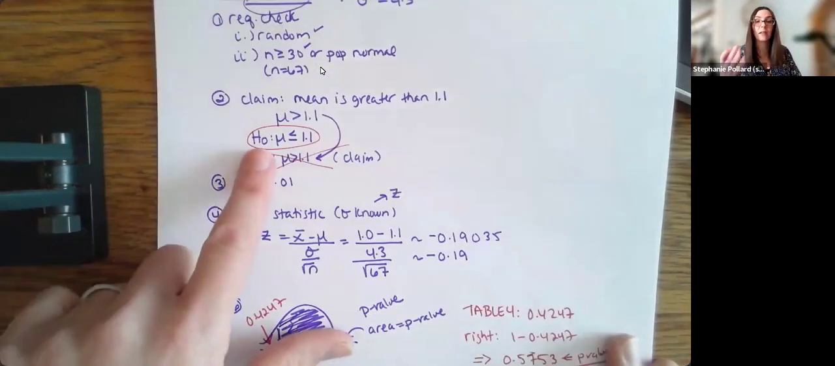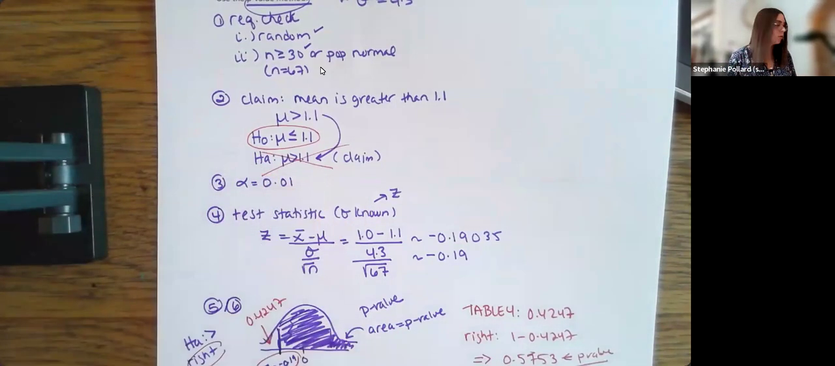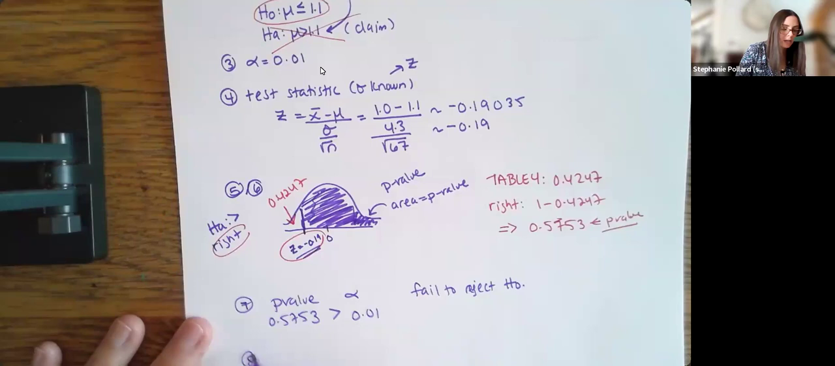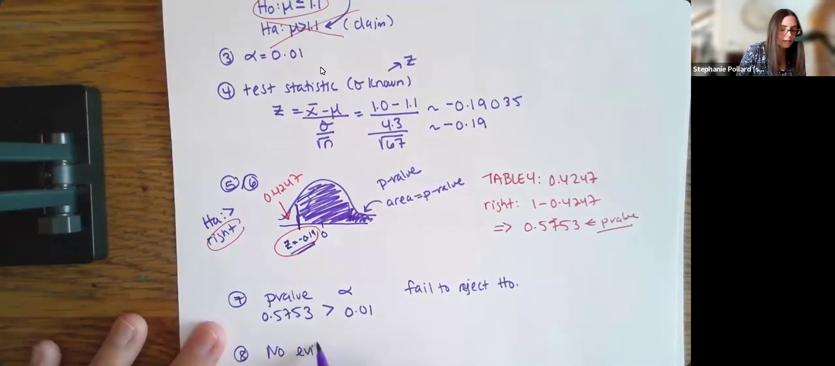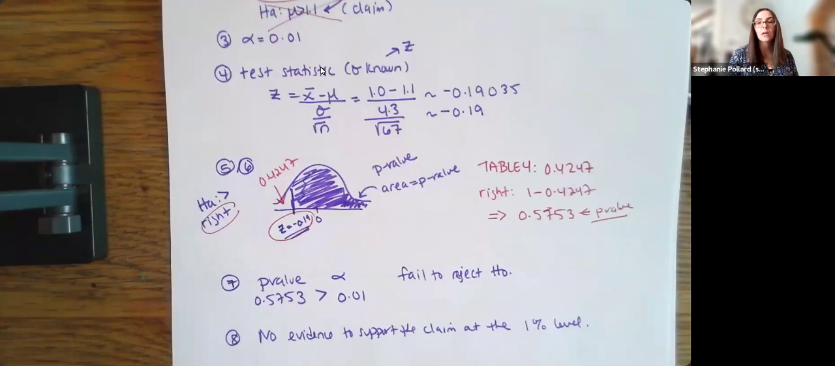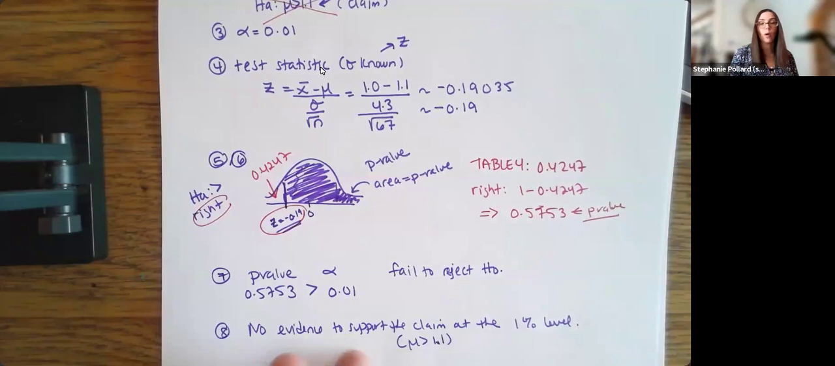So at this point, because we're failing to reject the null, we're basically saying, hey, the null seems fine right now. So because the claim is in the other spot, we're not supporting it in this case. So part 8 is again writing that statement. So here, there really is no evidence to support the claim at the 1% level, right? Our alpha was 1%. So we're not supporting the claim here, which was that the mean was greater than 1.1 million bales on average.